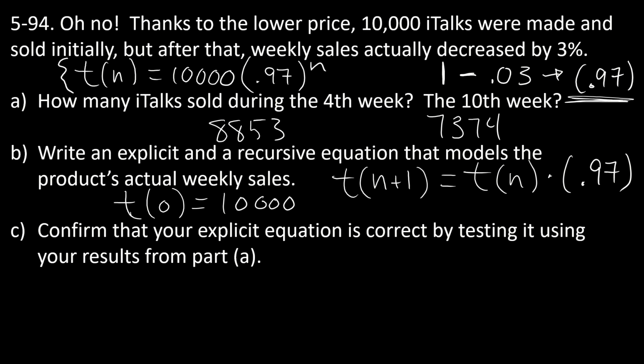Finally, it says confirm your explicit equation is correct by testing it using your results from part A. Okay, well, I actually did not get this value using the rule. On my calculator, I just kept multiplying again and again. No, that's not true. I actually used my recursive rule. So I'm just going to say, yeah, I did that. All right, last question.